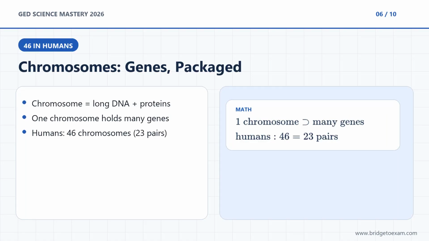Let's get the packaging straight, because the GED tests it. A chromosome is a long DNA molecule wound up with proteins, and each chromosome holds many, many genes. So a gene is just a segment of a chromosome, never the whole thing. In humans, a typical body cell has 46 chromosomes, arranged as 23 pairs, with one of each pair coming from each parent. So remember, many genes sit on one chromosome, and 46 chromosomes make 23 pairs in you.